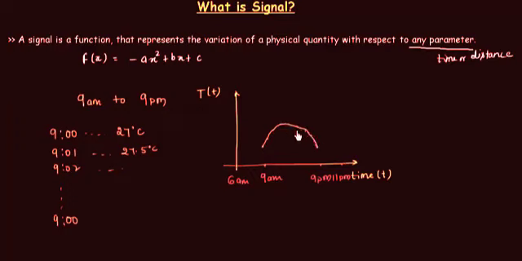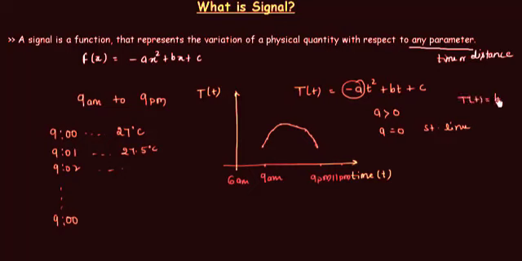So this particular function is a downward parabola, and it has the equation minus a t square plus bt plus c. This minus of a shows that we will have a downward parabola, and there is one condition for that: this a must be greater than 0. If this a is equal to 0, we will have a straight line because T will be equal to bt plus c. This is the equation of a straight line, y equals mx plus c. The c is the intercept, and if this a is less than 0, we will have the upward parabola.